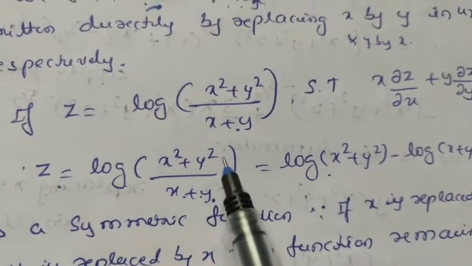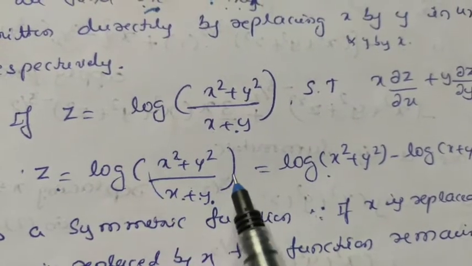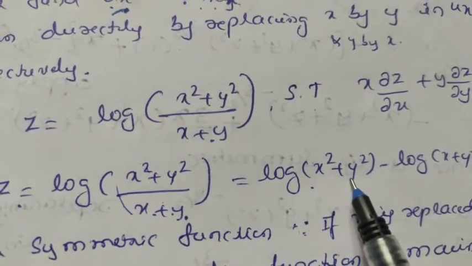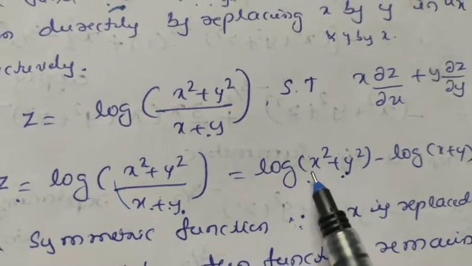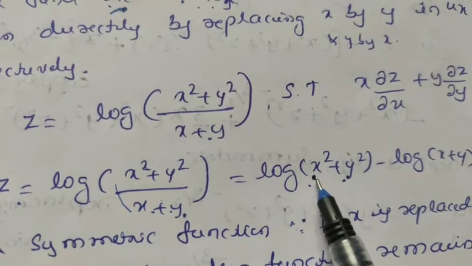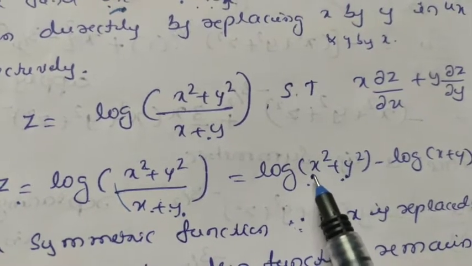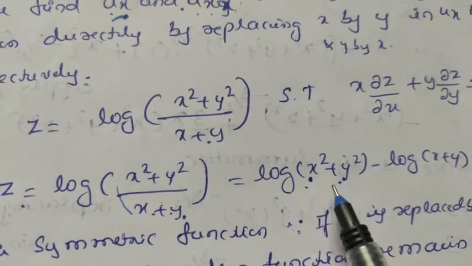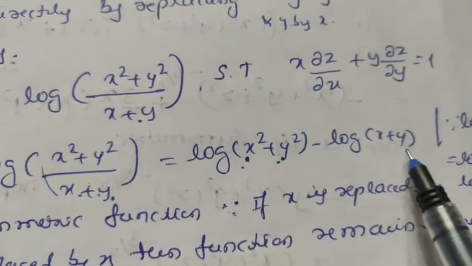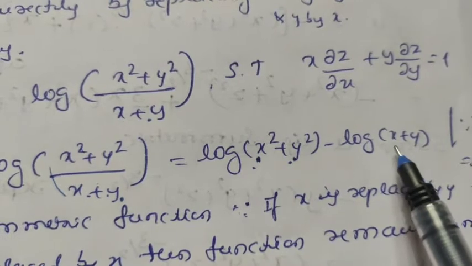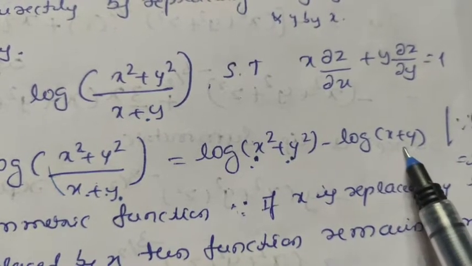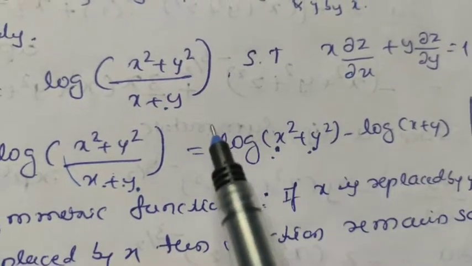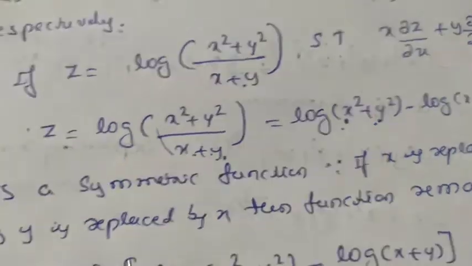Then first you have to check whether this function is symmetric or not. Here, log of (x squared plus y squared) is a function of 2 variables. If you replace x by y and y by x, what happens? It is log of (y squared plus x squared), which is the same as log of (x squared plus y squared). Similarly, x plus y is also symmetric: if you replace x by y and y by x, you will get log of (y plus x). Therefore, the given function is symmetric.